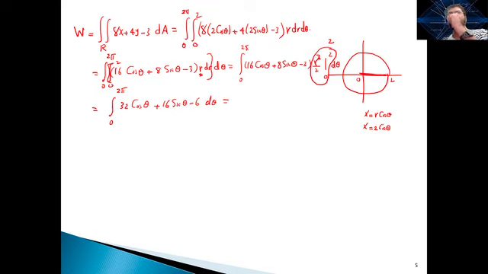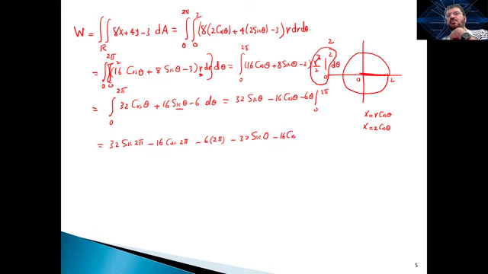And this is equal to, the integration of cosine theta is sine theta, so this is 32 sine theta minus 16 cosine theta, because the integration of sine is minus cosine, minus 6 theta, and this is from 0 to 2 pi. So we start with 2 pi: 32 sine 2 pi, minus 16 cosine 2 pi, minus 6 times 2 pi. Minus now, we put the 0: 32 sine 0, minus 16 cosine 0, minus 6 times 0.